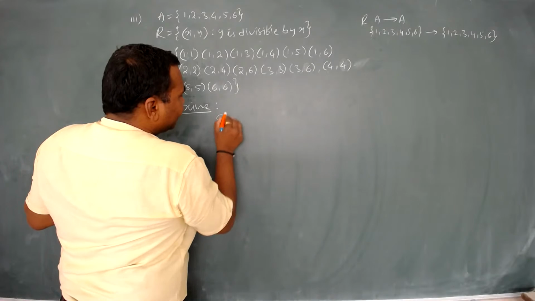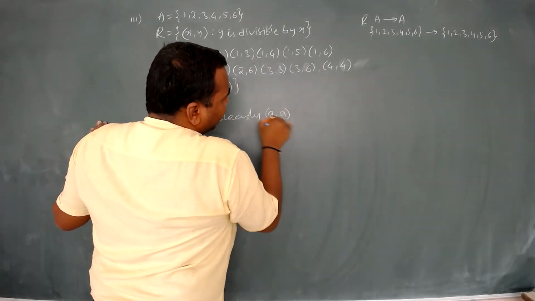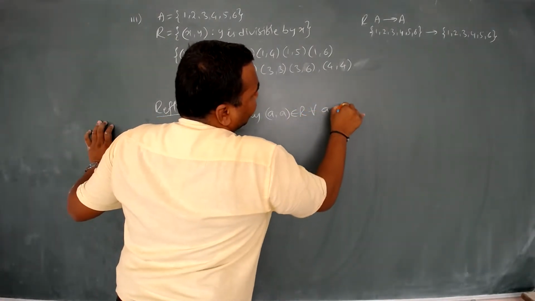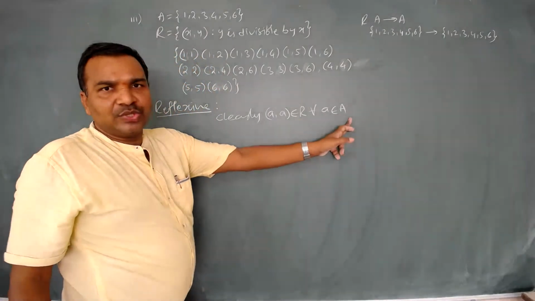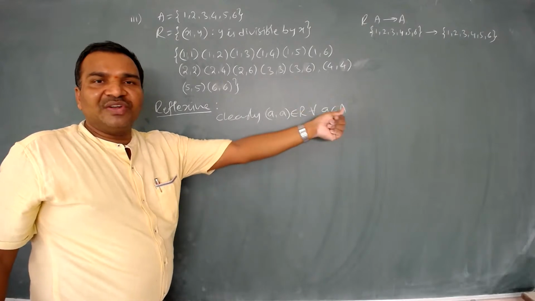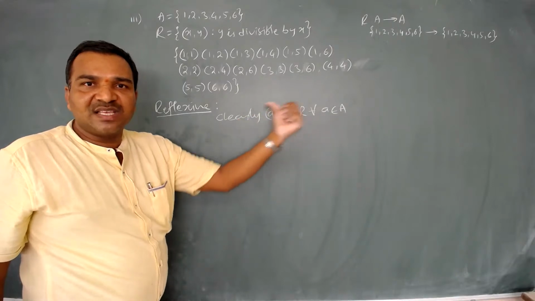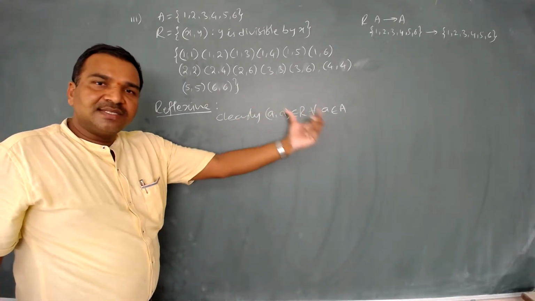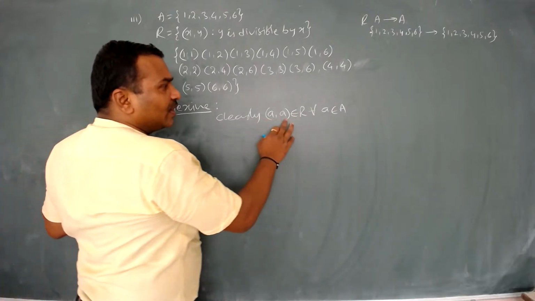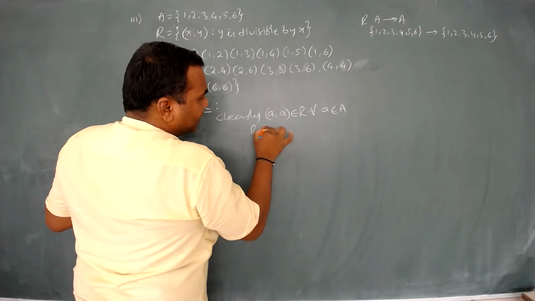So clearly, (a, a) belongs to R for all a belongs to capital A. You can take any a belongs to A, meaning 1, 2, 3, 4, 5, 6, and we'll get (a, a) belongs to R. If you take 1, it is there. If you take 2, it is there. 3 is there, 4 is there, 5 is there, 6 is there. So all the elements are there. So clearly (a, a) belongs to R for all a belongs to A. Therefore, R is reflexive.